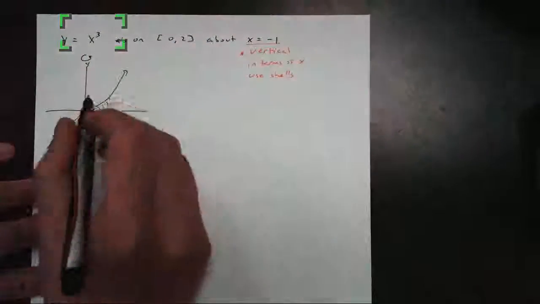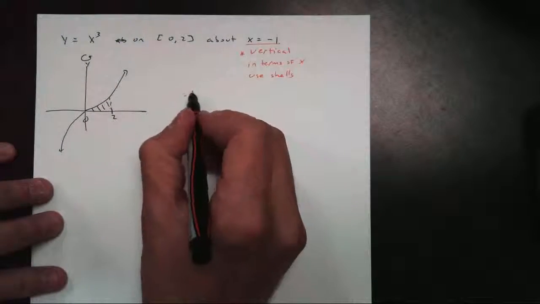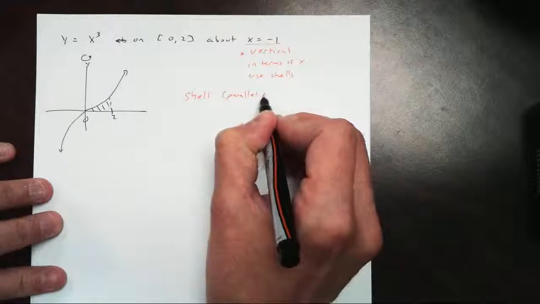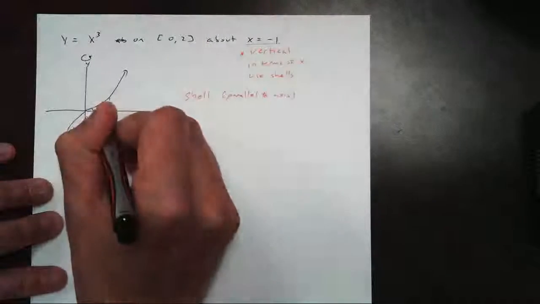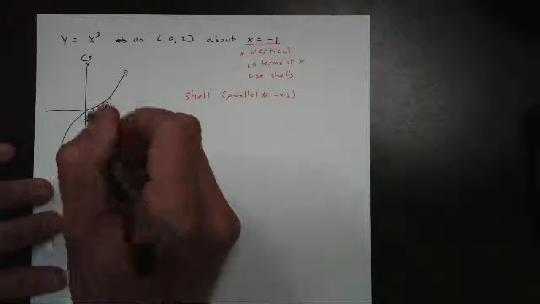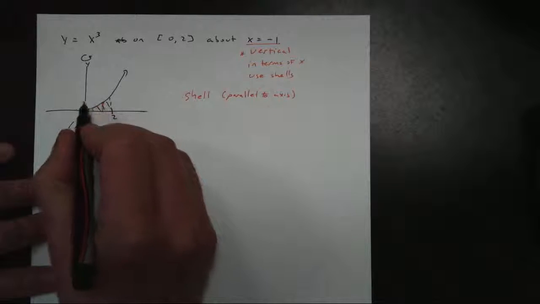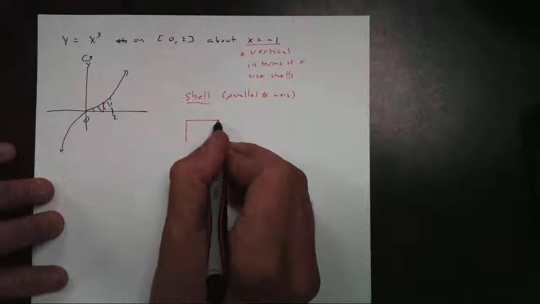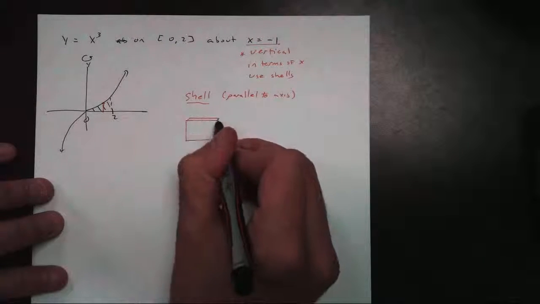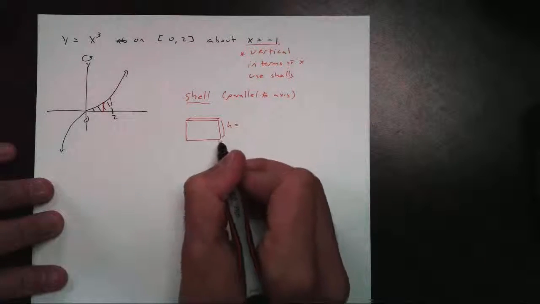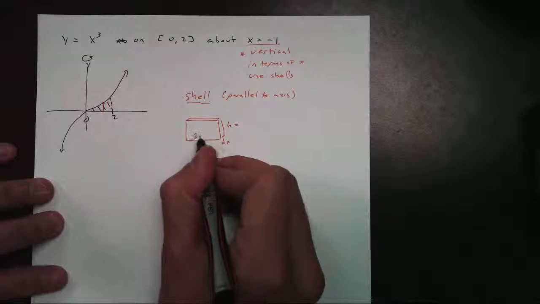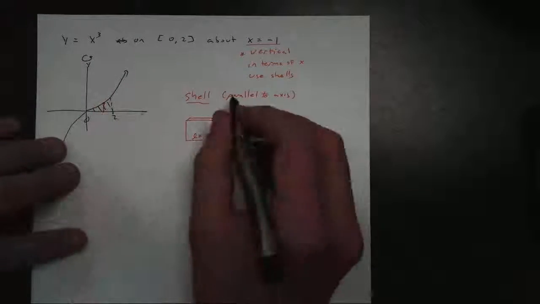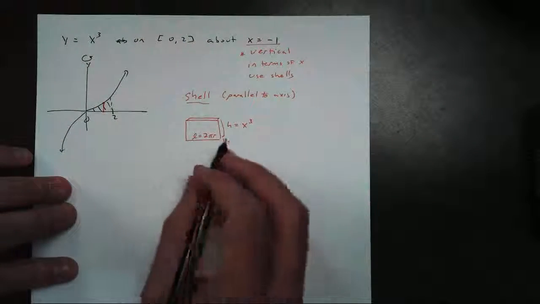What does the shell say to do? Go parallel. So the shell method tells me I need to be parallel to the axis of revolution. And there we go. Drawing a parallel, when I revolve it now, I'm going to get a shell. But remember, our shell is really a rectangle. Height, width is easy, dx. Length is just 2 pi r. Now to get the height, same thing, it's just going to be x cubed minus 0. So it's just x cubed.